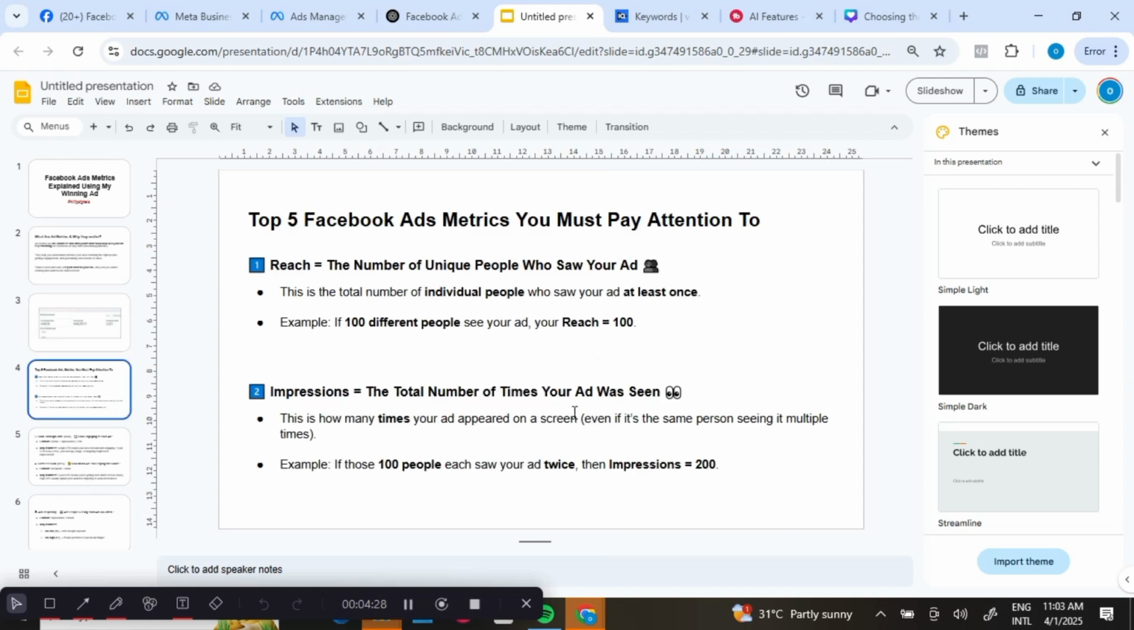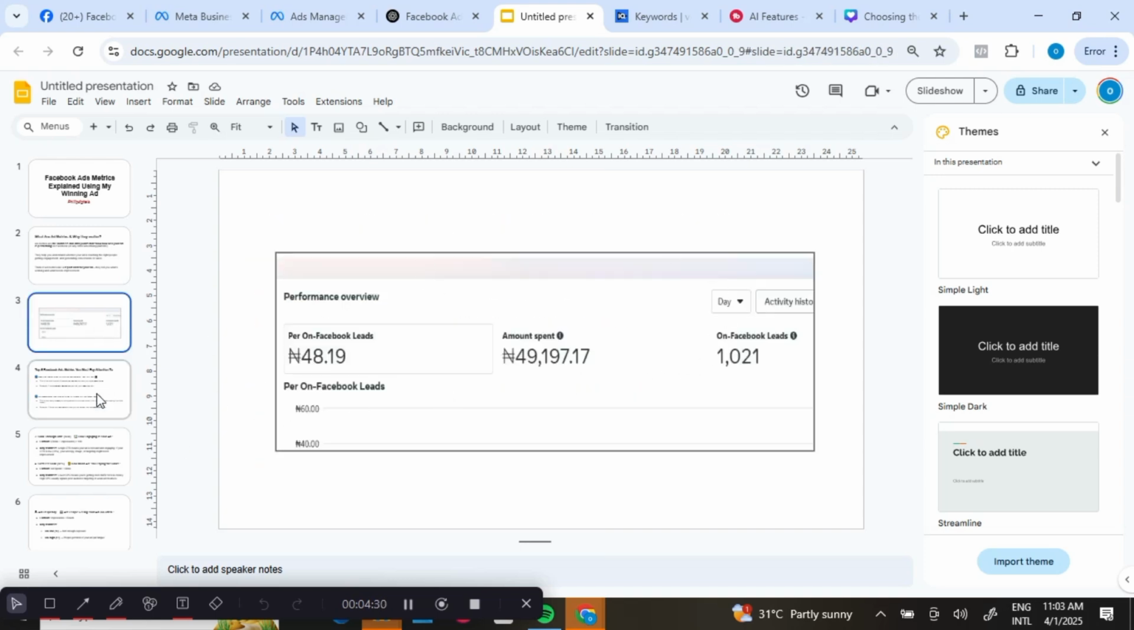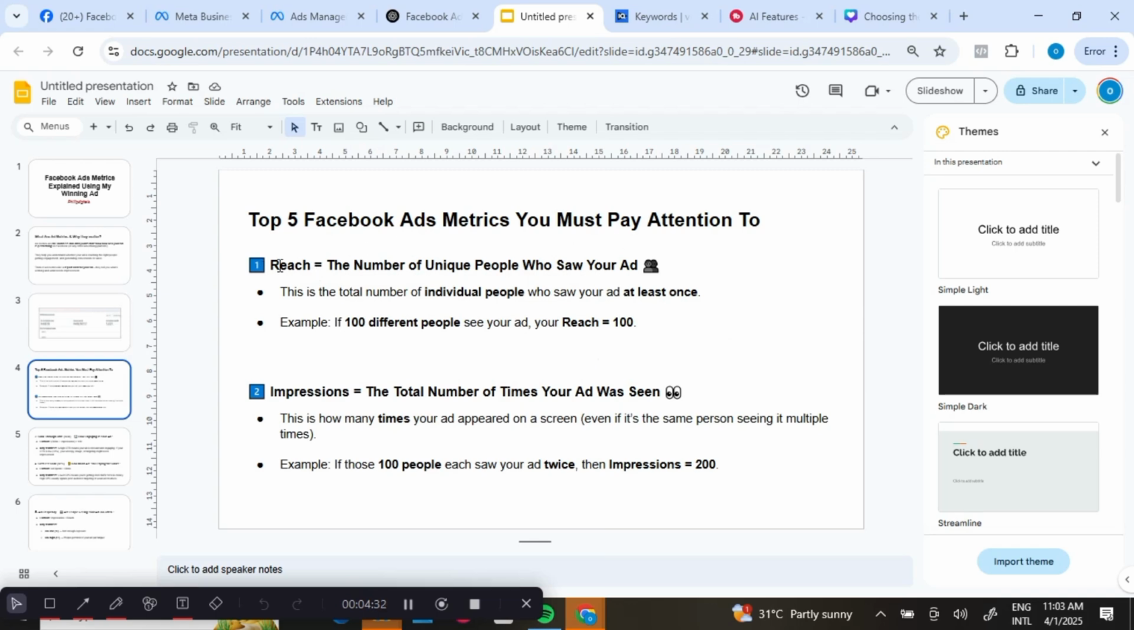So that is why this data is not enough. I'm going to show you where to check to see your reach. For your reach, the higher your reach, the higher the performance of your ad, because if people are not seeing your ad, there's no way your ad is going to convert, right?